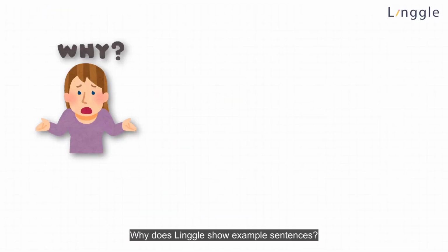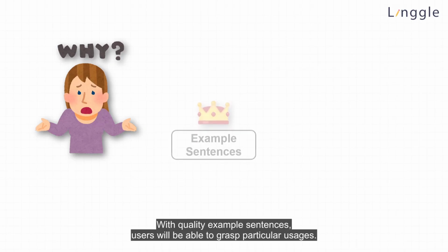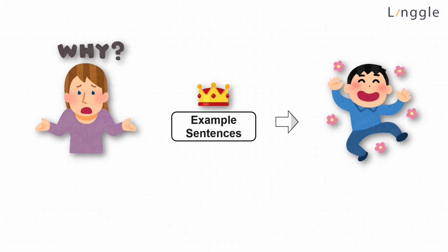Why does Linggle show example sentences? In order to use a collocation or phrase correctly in a sentence, users need to know its usage. With quality example sentences, users will be able to grasp particular usages. Quality example sentences play an extremely important role in vocabulary learning.